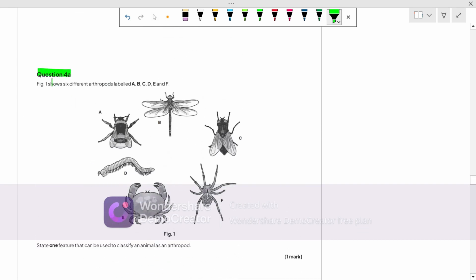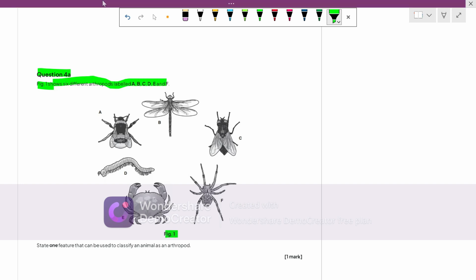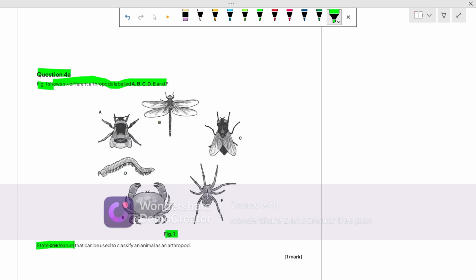Question 4a. Figure 1 shows 6 different arthropods labeled A, B, C, D, E, and F. So we have figure 1. Figure 1 shows 6 different arthropods. Each arthropod is labeled by a letter: A, B, C, D, E, and F. State one feature that can be used to classify an animal as an arthropod.